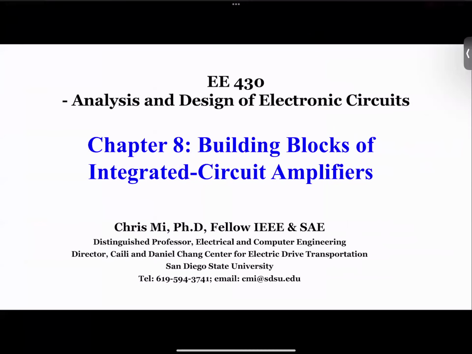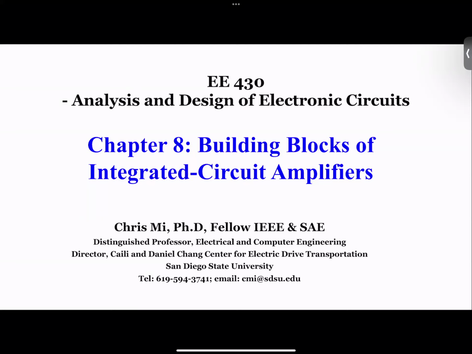So chapter 8 basically talks about the basic building blocks of integrated circuits, because the reason that we learn this is to build amplifiers. We can use BJT and MOSFET to build a single stage amplifier, but often you will find that a single stage has either too much or too little input resistance, or too much output resistance, or the gain is not enough.